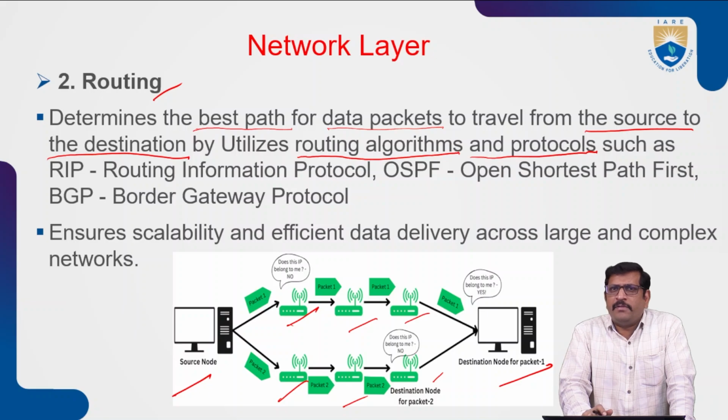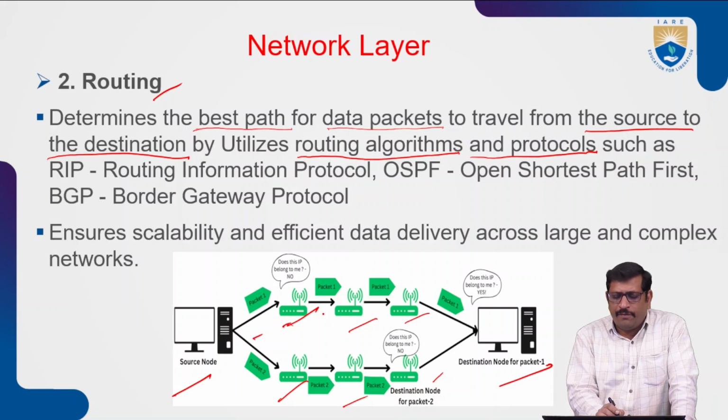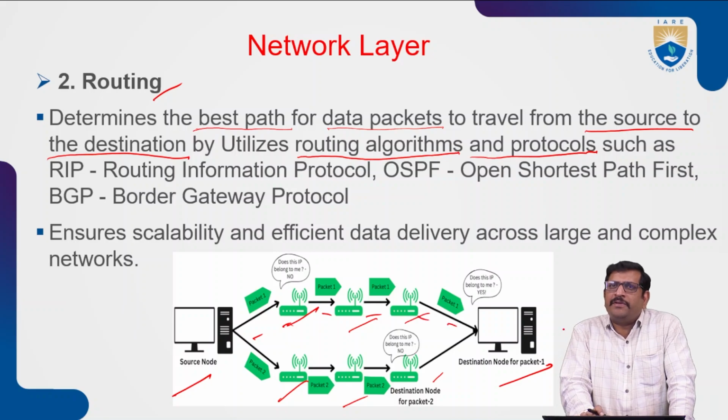Number of the packets can be transferred here. From the number of routers, packet 1 and packet 2 can be transferred to the destination. While transferring these packets, the best path can be found. The number of routers will be arranged between the source and destination, and from that the best path can be found.